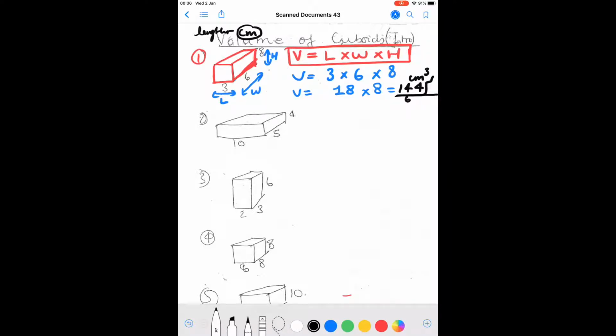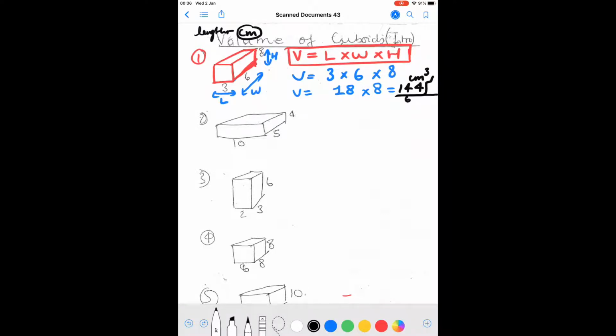So why do we have a 3? Because we have length times length, length times width. These are all lengths basically. So because we have 3 lengths being multiplied together, one called width, one called height, we have a power of 3. Okay, let's go with that. So that's our first question done.